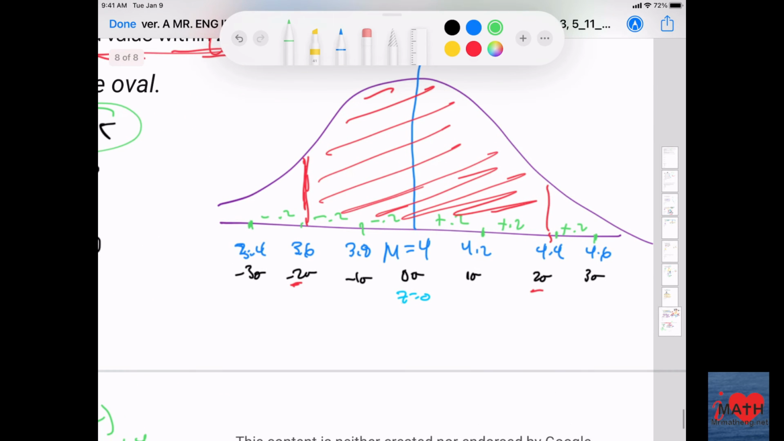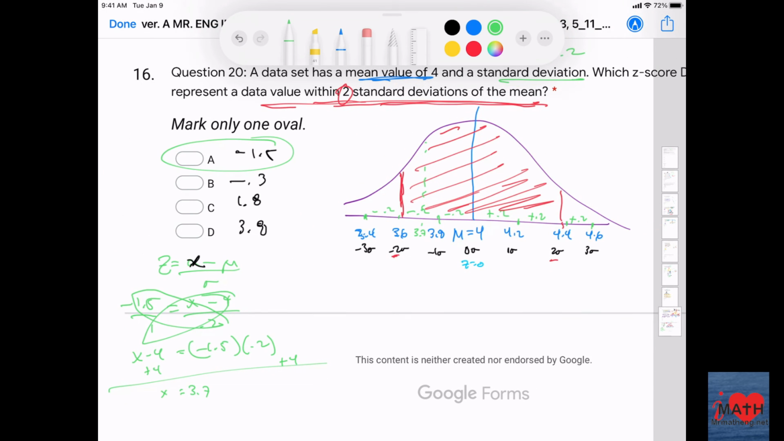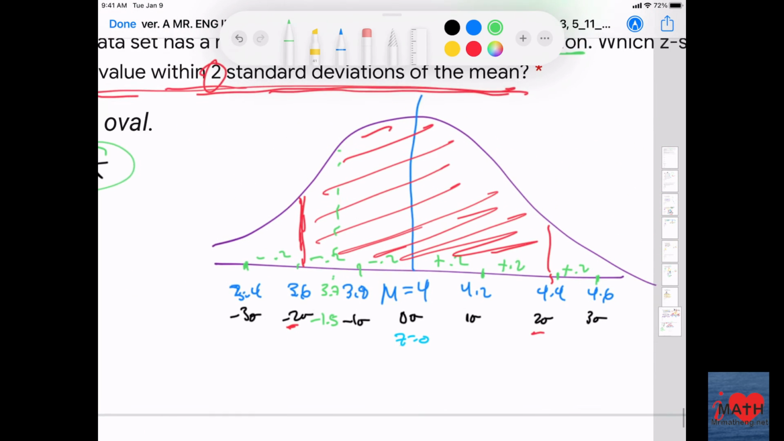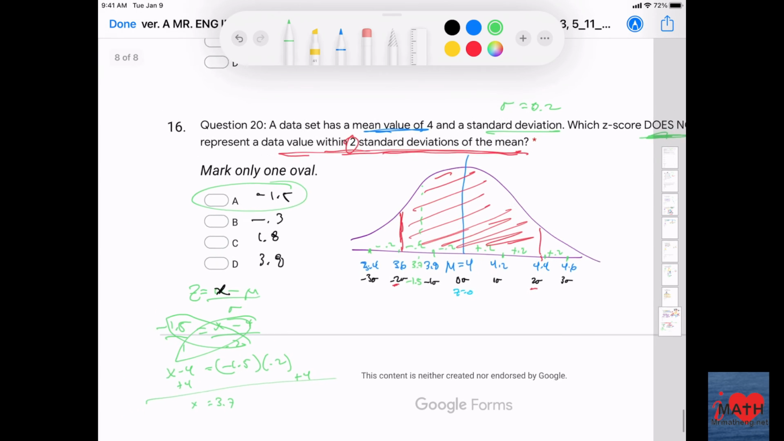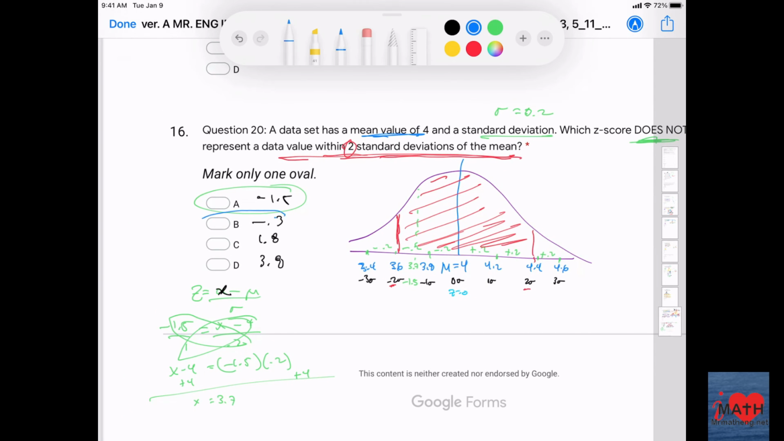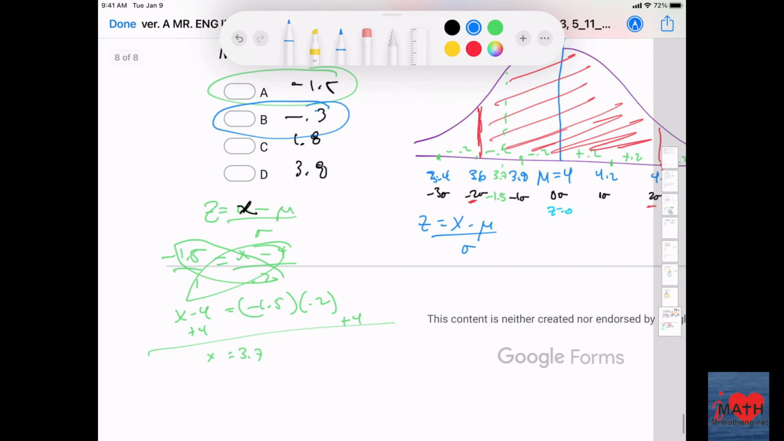So 3.7 would be right here. And this is within. And think about that. A z-score is negative 1.5. Does that make sense? And I'm trying to show you that it's in the red region, but we're trying to find one that's not in the red region. Let's try a different one, negative 0.3. So I'm showing you both the formula, algebraically, and using the picture.